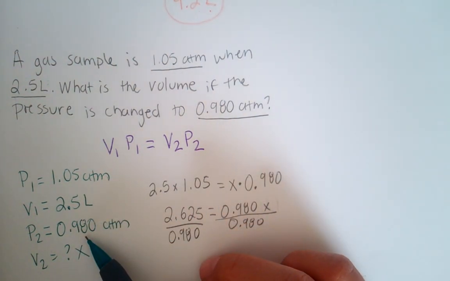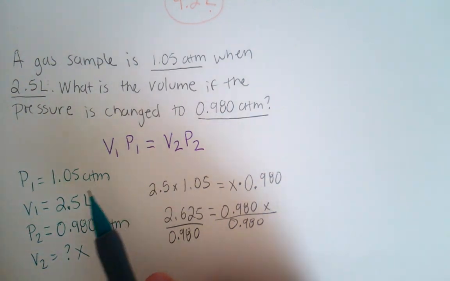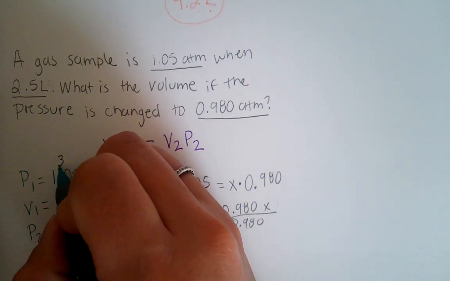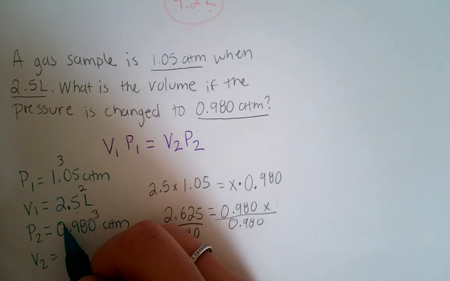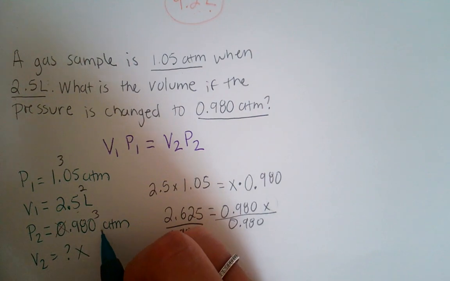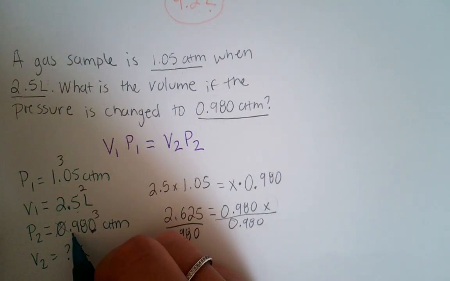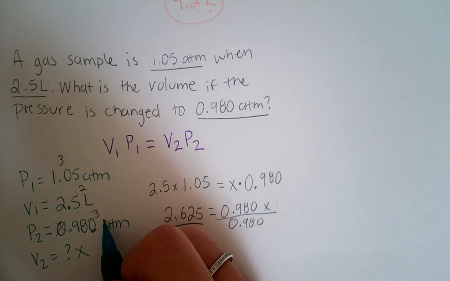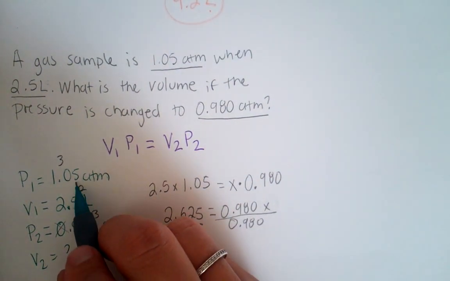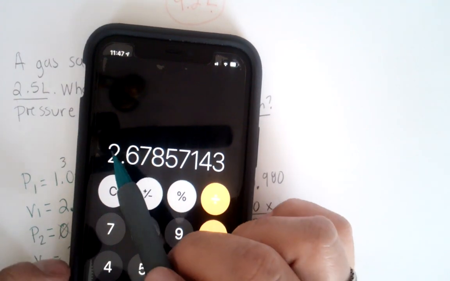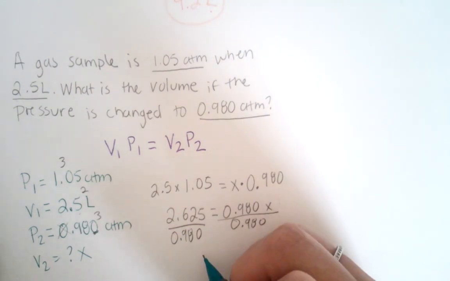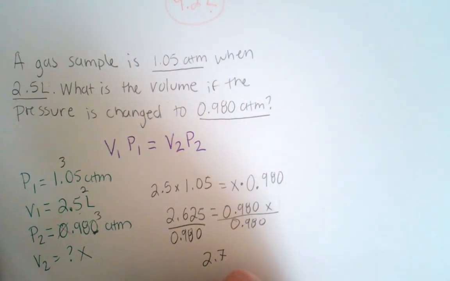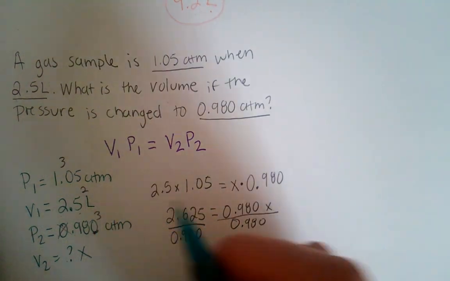Now, same thing that we did before: whichever has the least amount of sig figs, that's how many sig figs your final answer should have. 1.05 has 3. 2.5 has 2. 0.980 has 3. Why does it have 3? This leading 0 doesn't count, but this trailing 0 does, because there's a decimal. So what would our final answer look like? Our final answer should only have 2 sig figs, so it should be 2.7, since the 7 makes the 6 round up. And what unit are we using? Since it's volume 2, we use the volume 1 unit, which is liters.